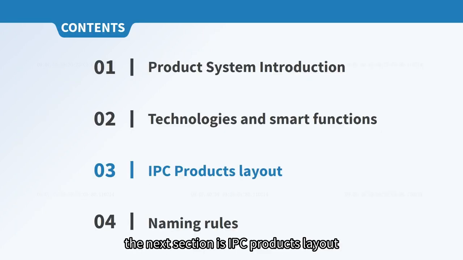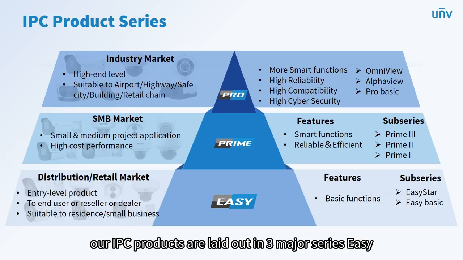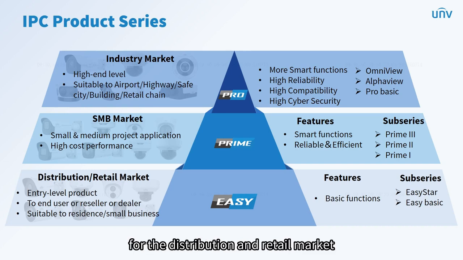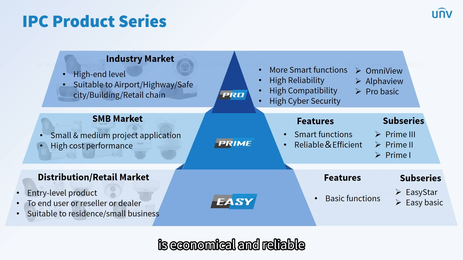The next section is IPC products layout. Our IPC products are laid out in three major series: Easy, Prime, Pro. Easy Series IPC, equipped with basic crossing line and intrusion functions, is the entry-level choice for users. Easy Series IPC is the best choice for the distribution and retail market because it meets the basic protection needs of users and at the same time is economical and reliable.